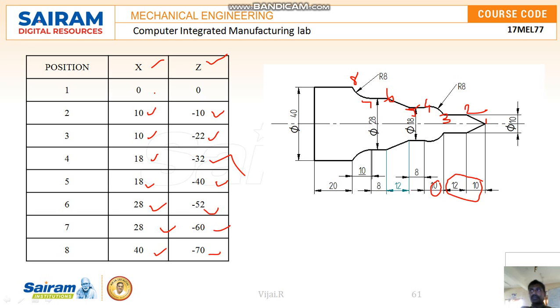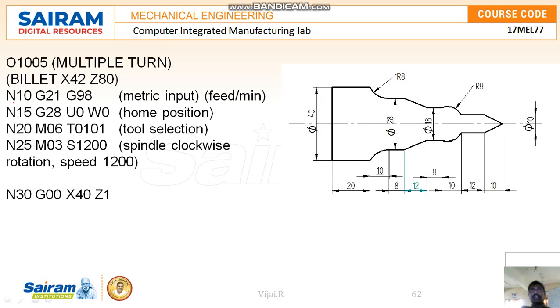So the program starts with a letter. Already we said a letter O, it's a capital letter O, it's not a zero, a letter O and a 4-digit number, 1005, whatever it is. This we are writing. And then in the bracket, whatever it is, is for our understanding, it is not for the machine. And I will start with block numbers, because for multiple turning, block numbers are very, very important.